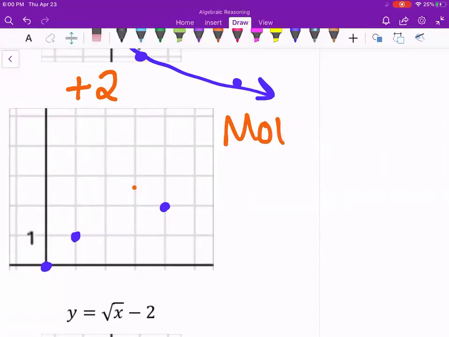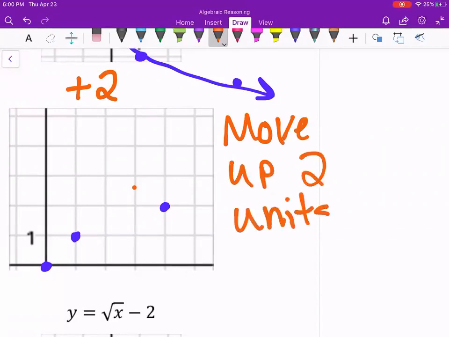So move up 2. So count for each of these dots, 2 squares up. And there's our original. And now I have enough room to get the rest of my dots on here to make my new graph.